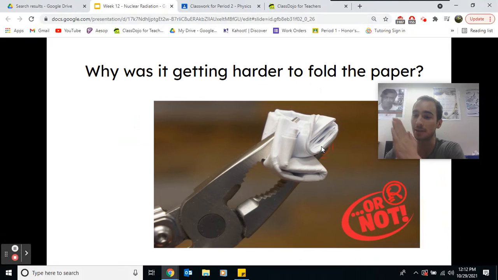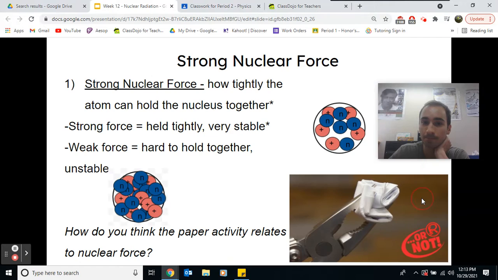Anyways, I want you to think, why was it harder to fold the paper over time? Why was it getting harder? Try and think about it, okay? For example, these pliers are the only thing holding that paper back from folding back to being flat. Why was it getting harder to fold this paper over time? Okay? It has to do with this.